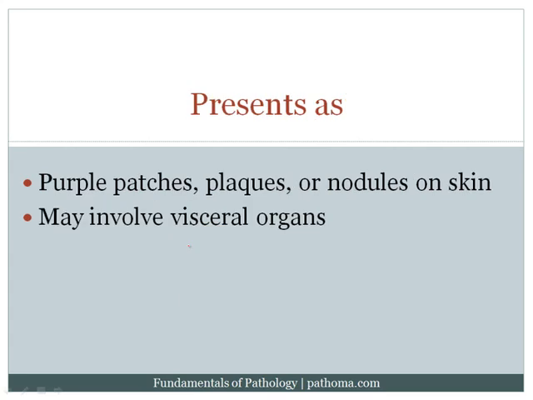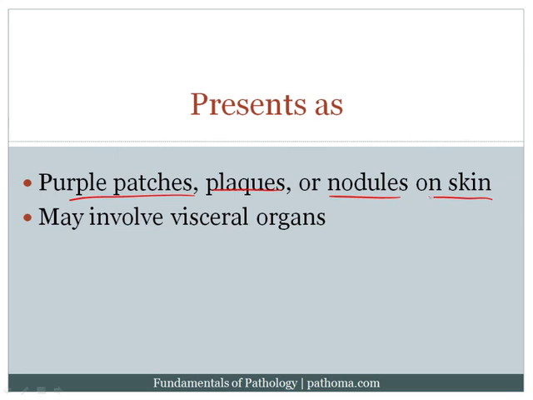When you have Kaposi's sarcoma, it presents as purple patches or plaques or nodules on the skin. And the reason it looks purple is because you've got this proliferation of endothelial cells. However, these are endothelial cells. They are not complete blood vessels. And so if you were to press on this tumor, it would not blanch because the blood is not in an actual vascular channel. The blood is simply interspersed in between these endothelial cells. So that's an important thing to note.